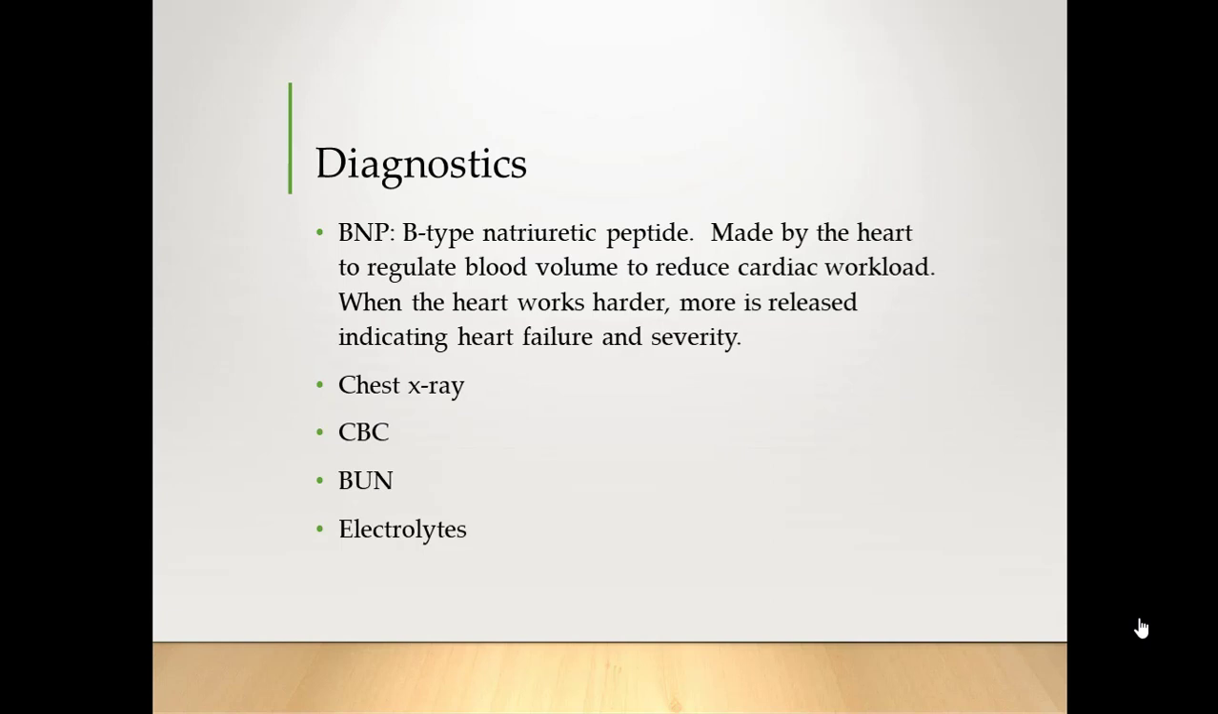When the heart is working overtime, it's releasing more BNP to try and get the blood volume down. So that's why anything over 500 in a BNP, generally rule of thumb, BNP 500 and above, depending on which one it is, is abnormal. You're going to see things like a chest x-ray, and then they also might do a CBC, BUN, and electrolytes.